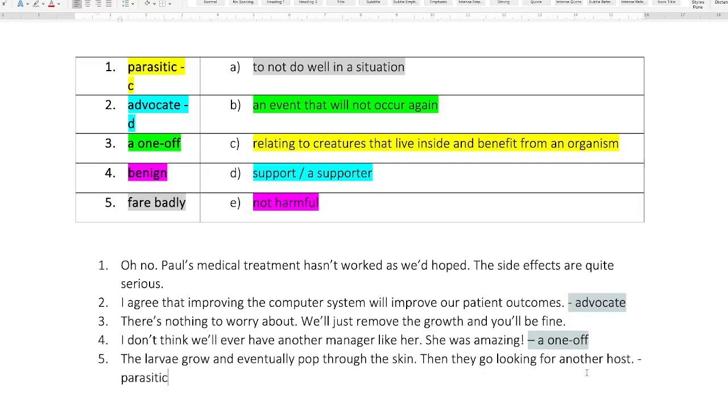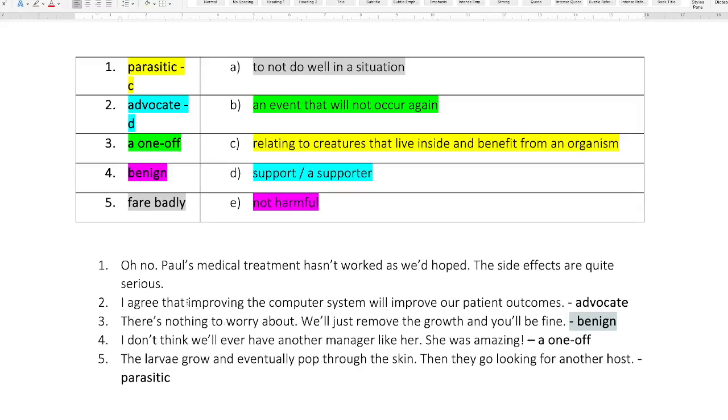Next one. Benign. Okay. There's nothing to worry about. We'll just remove the growth and you'll be fine. It often gets used with growths. If it's malignant, then it's got cancer. It's cancerous. If it's benign, it doesn't.